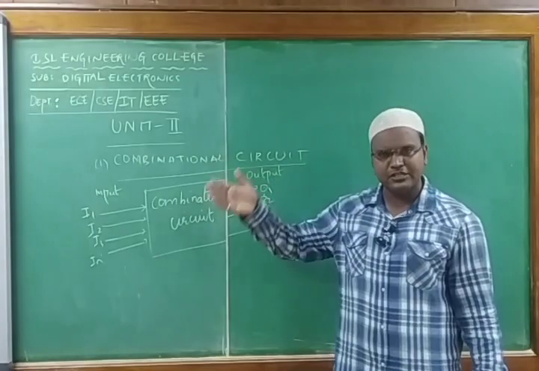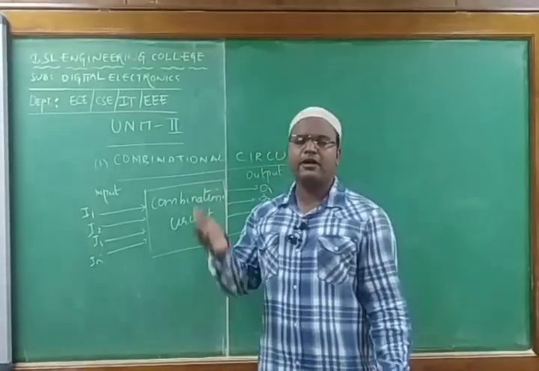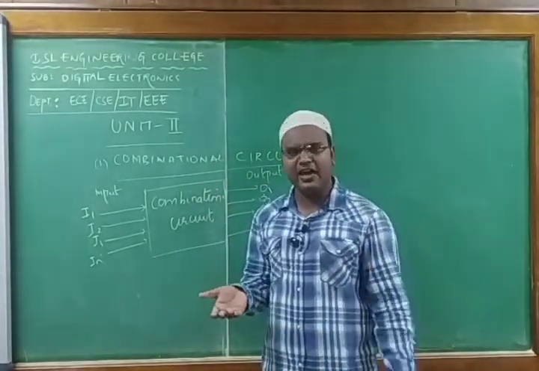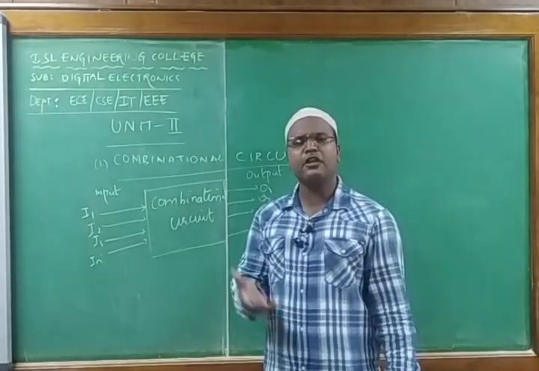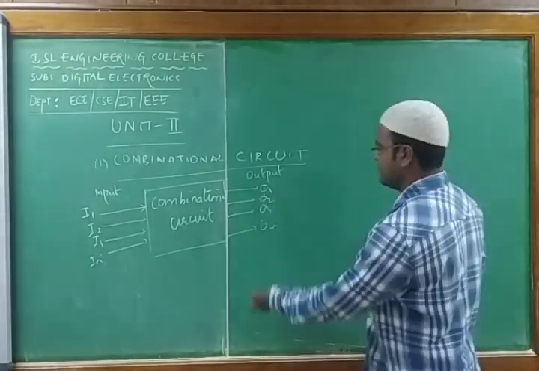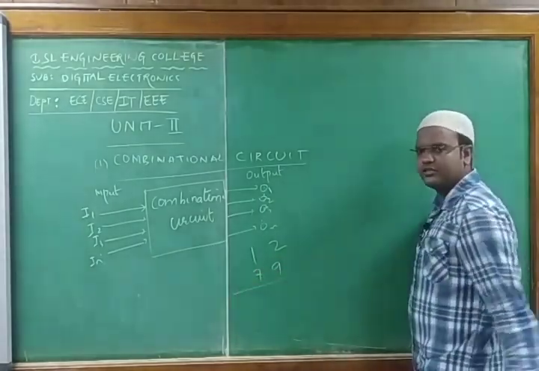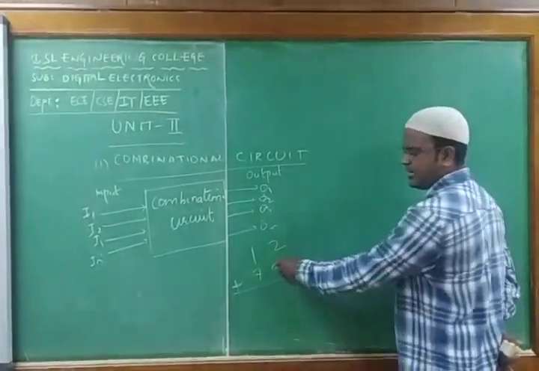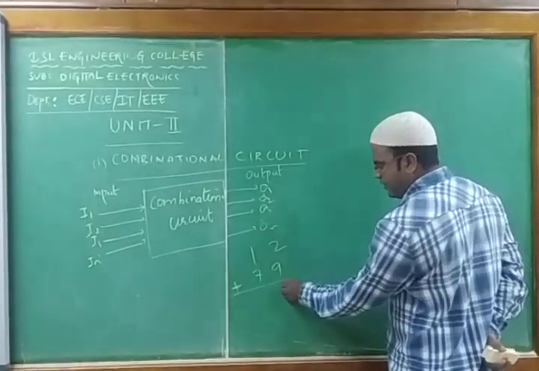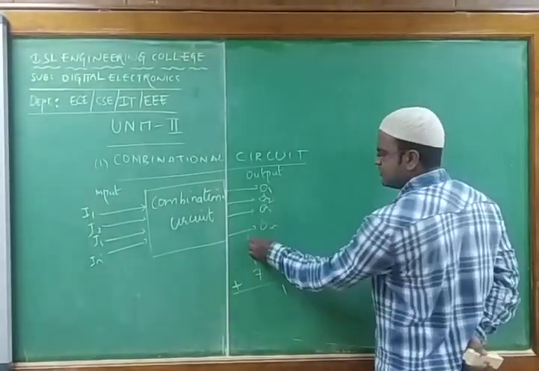In that combinational circuit, it will perform whatever task you are giving. Like you want to go for addition. In addition, what tasks can it do? It can go for summation, or it can go for carry. Sum or carry. Normally, suppose I want to add 2 and 9. 2 plus 9 is 11. The 1 we put as the LSB bit, and the MSB bit is carry 1.